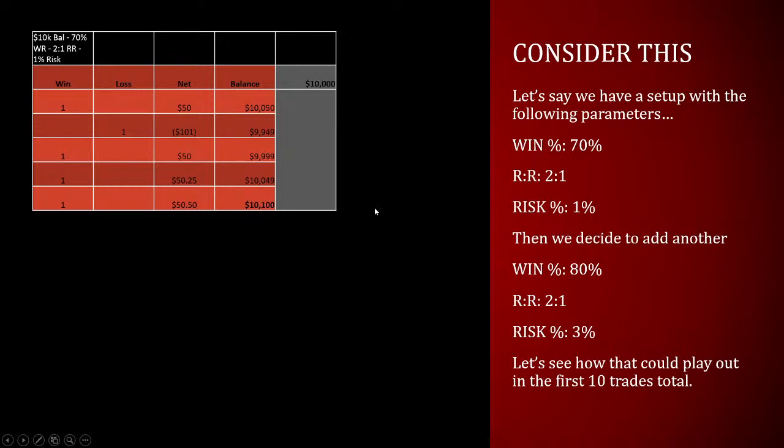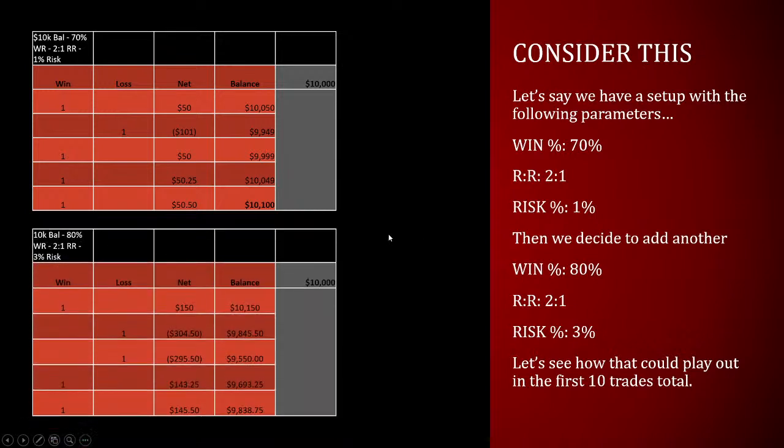Okay. Now we have our other trade, which is 80% win, and it just so happens to fall out this way. We win one. Now that winner, because we're risking 3%, half of that is going to be 1.5%. So that's how we get to 150, right? And then, and I'll show you how these numbers right here play in a moment. And then our next one is a loser, and that's based on 10,150. So 3% of that is 304.50, and we lose that.